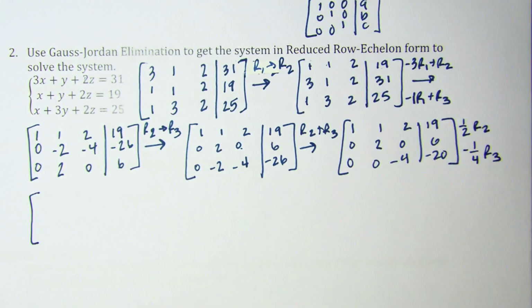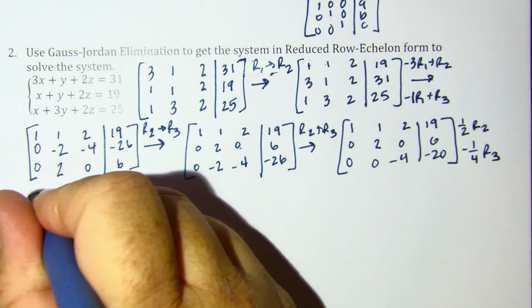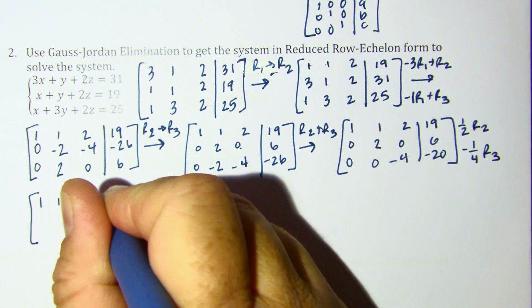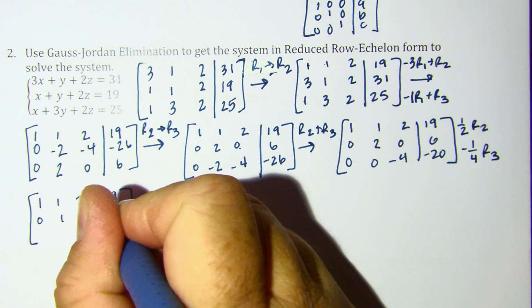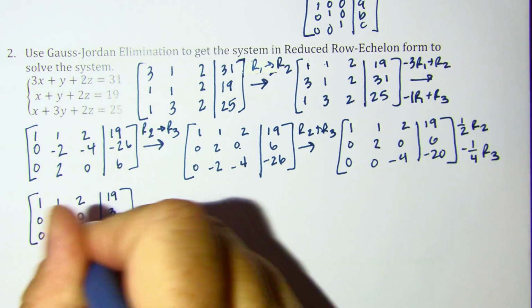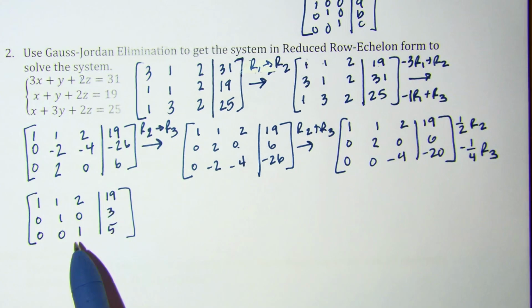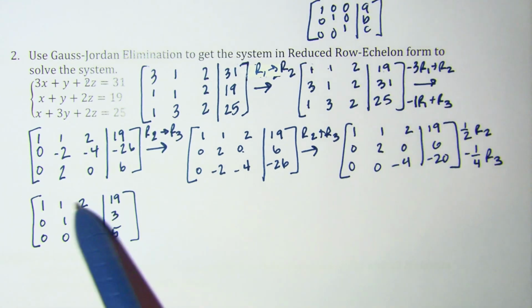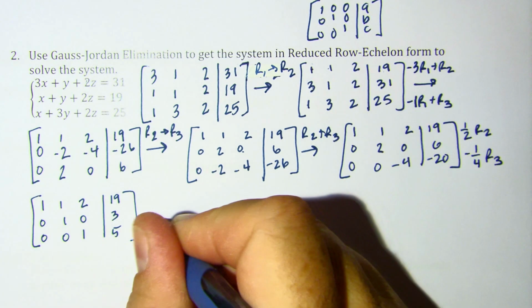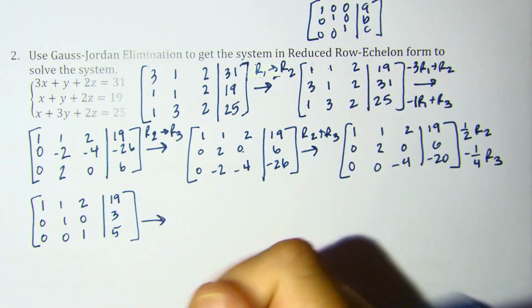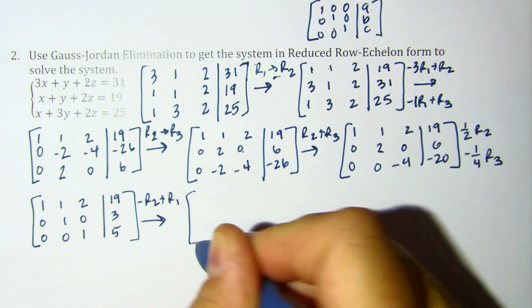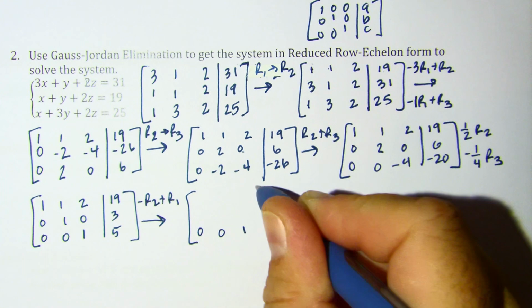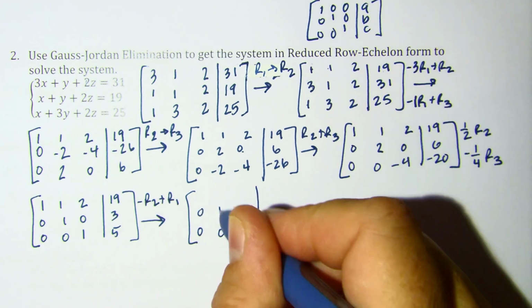So from here, row 1 is not changing. 1, 1, 2, 19. And then I have 0, 1, 0, 3, 0, 0, 1, 5. So I already know z is equal to 5, y is equal to 3, and I can use these now to turn these into zeros. So I'm going to use row 2. I'm going to do negative row 2 plus row 1, and row 3 is not changing at all anymore. Neither is row 2.